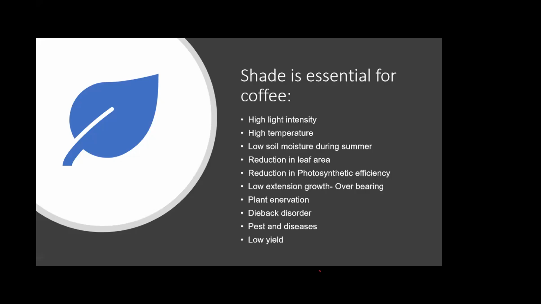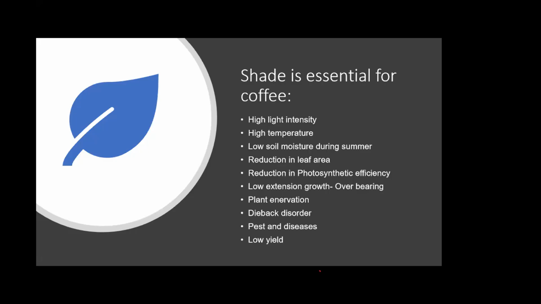So extension growth will be good, and low extensions will not be found. They will be found during exposure conditions. Plant innervations are also good under proper shade. It will help to maintain the dieback. Also, pests and diseases are always lesser wherever you grow coffee under shade. You will find a lesser incidence of pests and diseases, especially in the case of robusta.